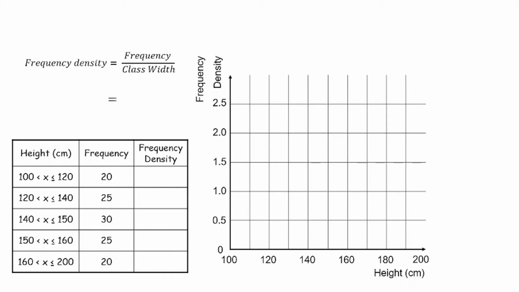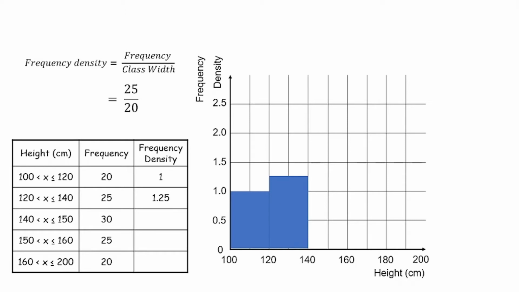So in this first interval, we have a frequency of 20 and a class width of 20, which gives us a frequency density of 1. So the first bar is drawn between 100 and 120, and it has a height of 1 unit on the frequency density scale. The next interval, the frequency is 25, the class width is 20, that gives us a frequency density of 1.25. It should be slightly higher than the first bar. So between 120 and 140, we go up to 1.25.